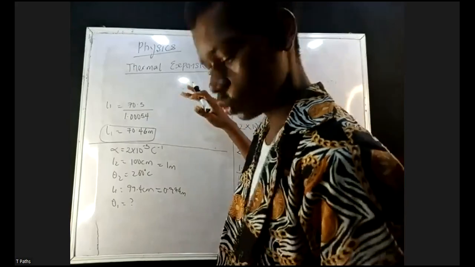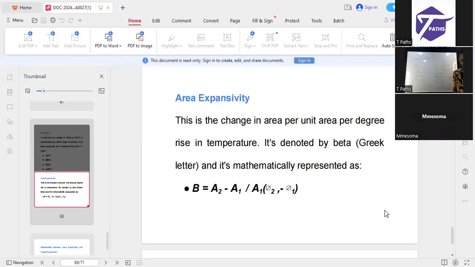So now we'll be moving to area expansivity. Area expansivity is the change in area per unit area per degree rise in temperature. In the last class, I explained linear expansivity, which is the change in length per unit length per degree rise in temperature. Now, area expansivity is simply change in area per unit area per degree rise in temperature. Another thing is area expansivity is sometimes called superficial expansivity. So you have that at the back of your mind. It might not be called area expansivity, it might be called superficial expansivity.